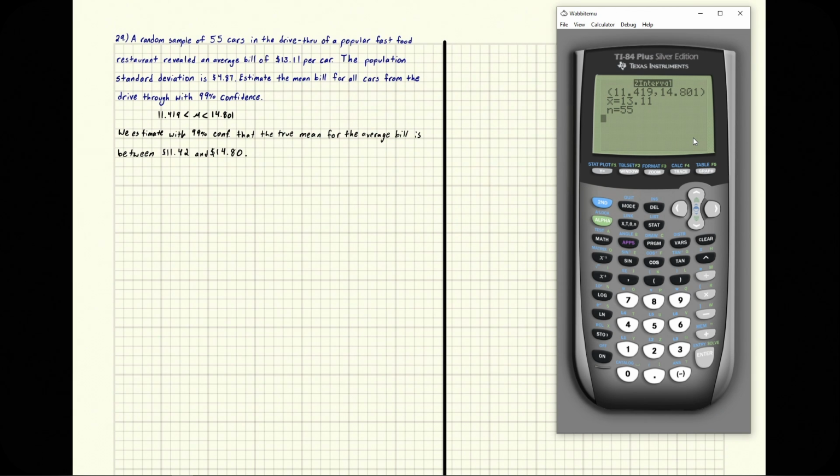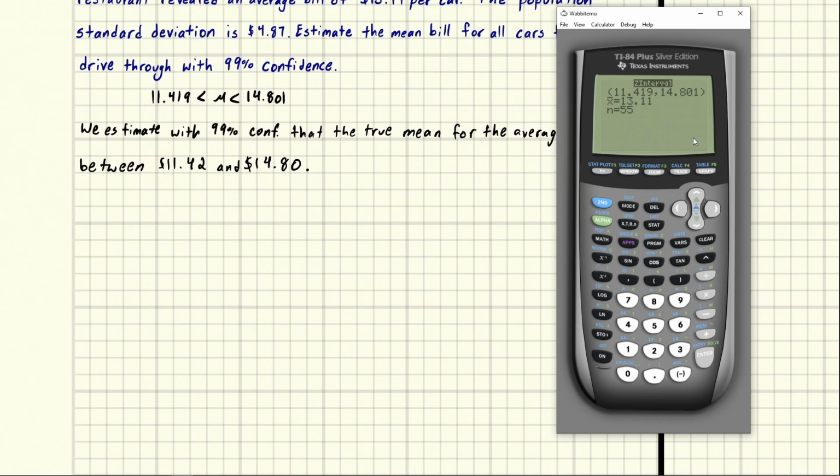So you could say, instead of the true mean, that the mean for all cars is, if you feel a little more comfortable writing it that way. Now, okay, the formula. So there's another way to do this. It's the actual formula that the calculator is using.